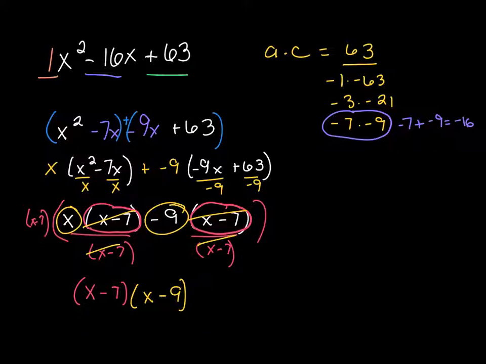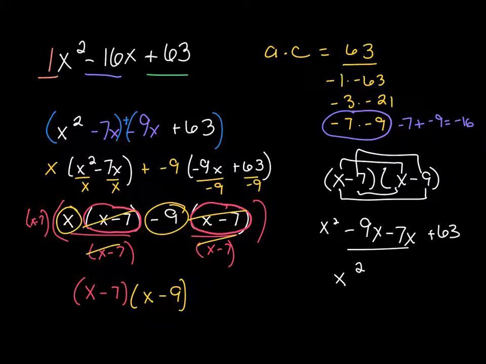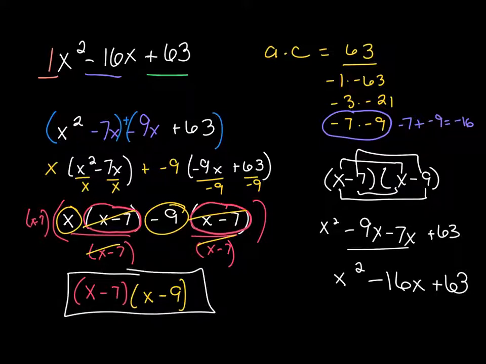Now you can check this by foiling. Let's take x minus 7, x minus 9. You do the first, x squared, the outer, minus 9x, the inner, minus 7x, and the last, plus 63. Combine those, and you get minus 16x plus 63. So that means x minus 7, x minus 9 is my correct answer.